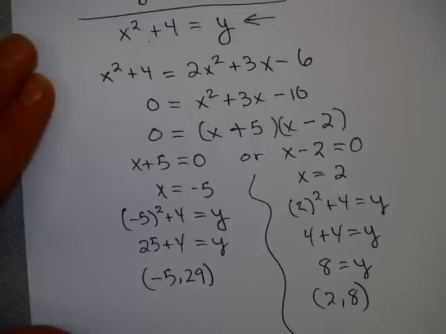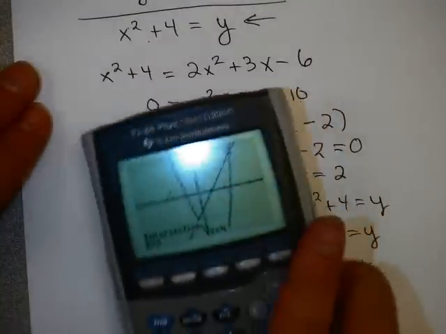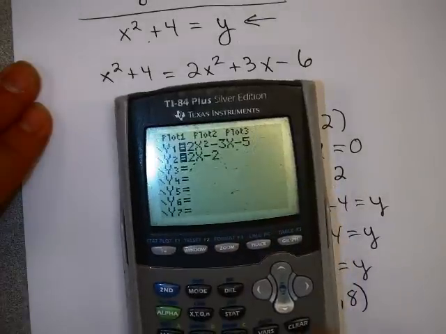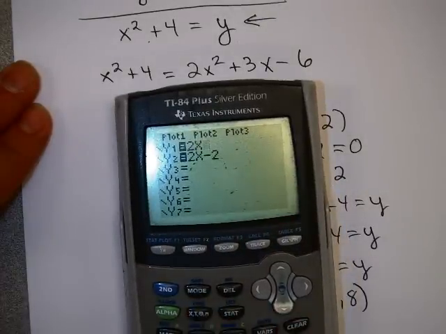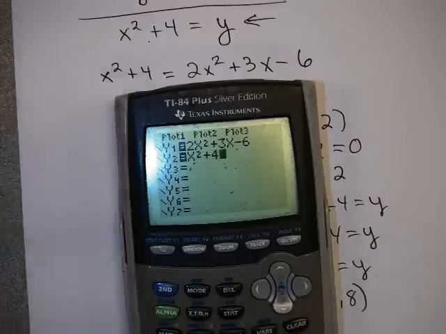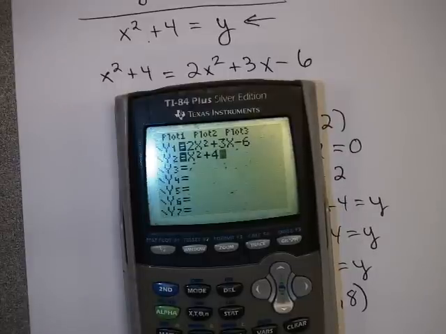Now, to do this on my calculator, just to check, I'm going to go back to y equals, hit clear, and type in my first one, which was 2x squared plus 3x minus 6. And my second one, which was y equals x squared plus 4. Remember, to use your calculator, equations must be solved for y.